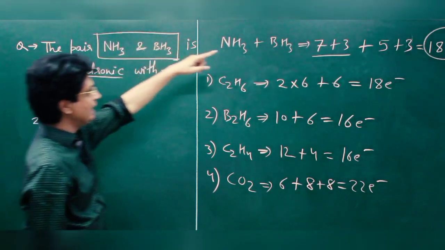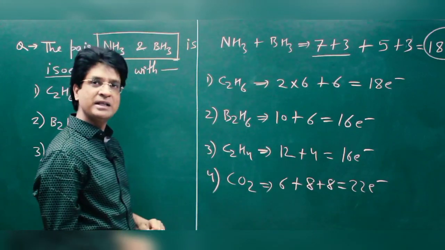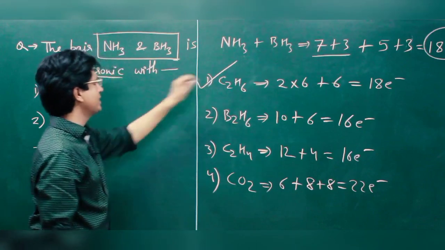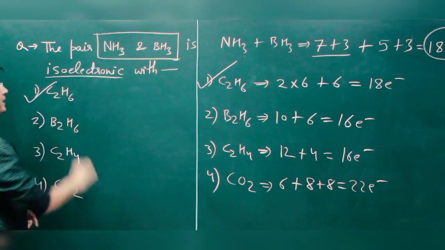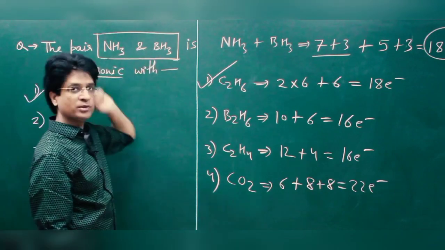So we need 18 electrons. So which among these contains 18 electrons? Only C2H6. So C2H6 will be isoelectronic with this combination of ammonia and BH3.